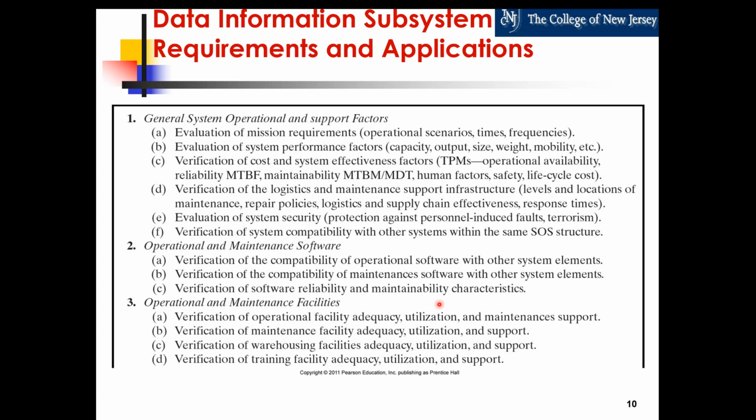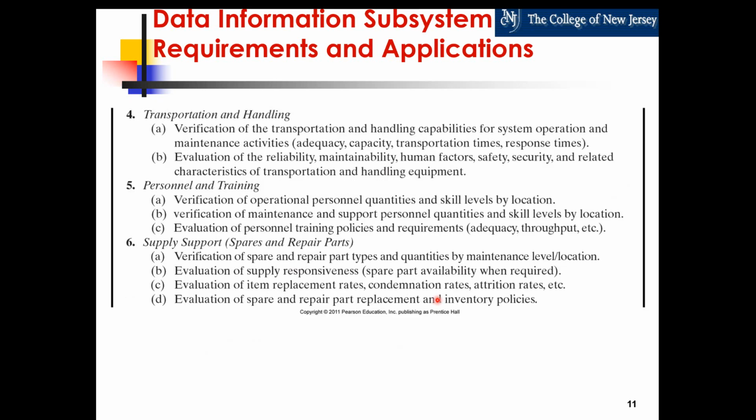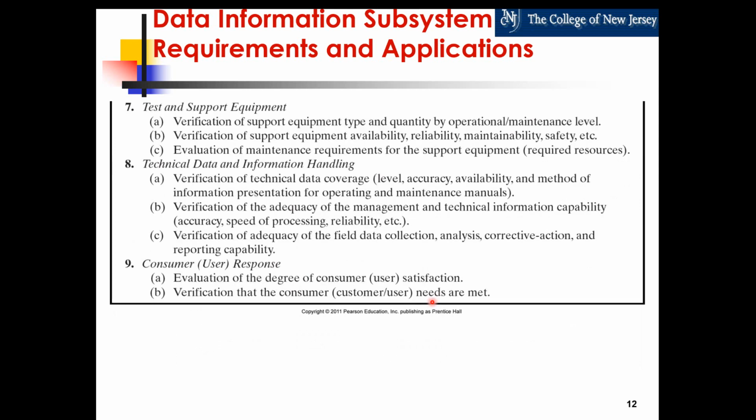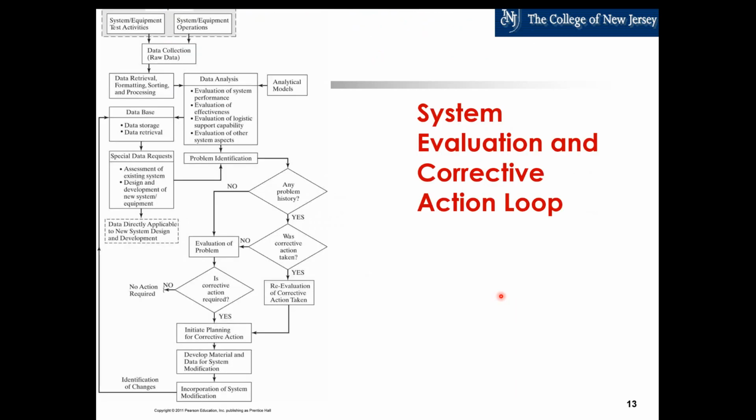It is very important. It's kind of a good summary of everything that we're talking about in this chapter. So I have that in three slides here. This is pretty comprehensive. I'm going to wrap up the chapter. This is a pretty short chapter. I just want to show an example of a system evaluation corrective action loop.